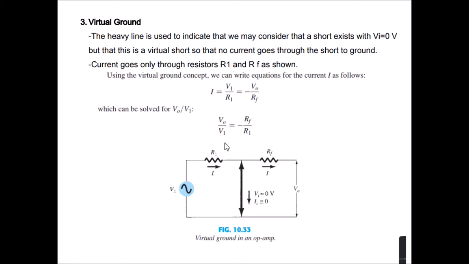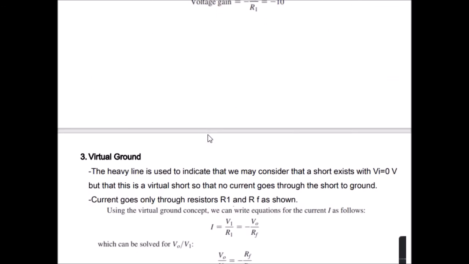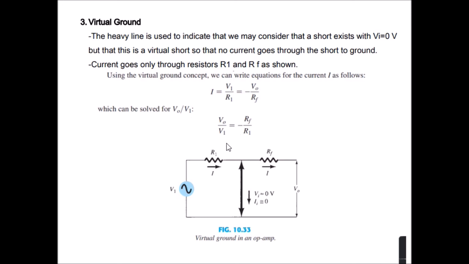So, ito na yun. Wherein yung I din natin, class, is also equal to negative VO over RF. So which can be solved for VO over R1. So kung hahanapin natin yung ating VO over V1, it would give us negative RF over R1. So, ibig sabihin, ito yung formula natin kanina. Itong formula natin kanina, di ba na-solve natin siya using this one? Medyo mahaba siya. Using the concept of virtual ground, you can just easily derive this. Okay?